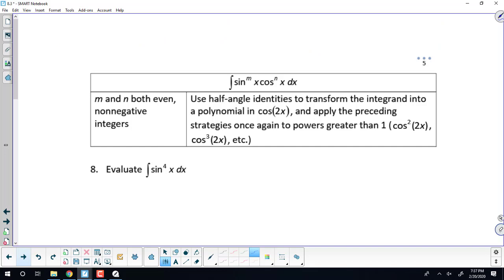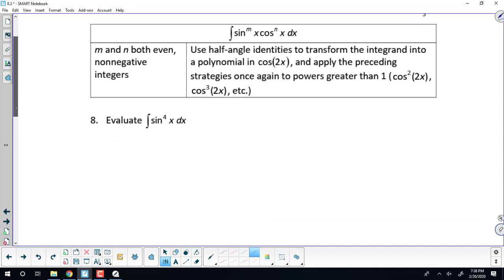Okay. So if both m and n are even, that means we have even sine and cosine. Use half-angle identities to transform them into a polynomial of cosine 2x. Apply the preceding strategies for powers greater than 1 for cosine squared 2x, cosine cubed 2x, etc. So, sort of a very in-depth process when you have both of those showing up.